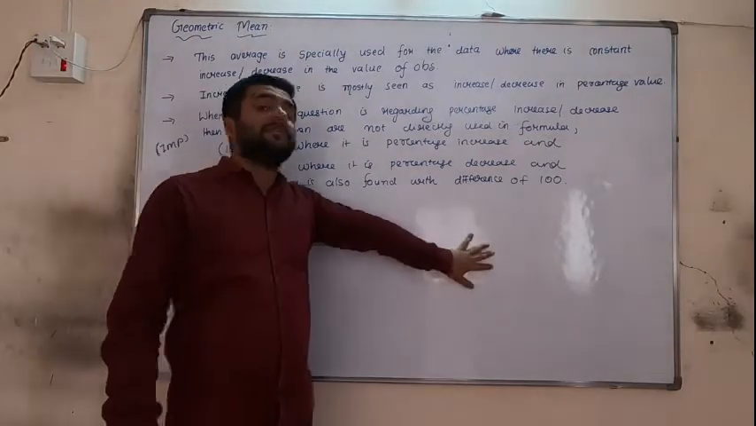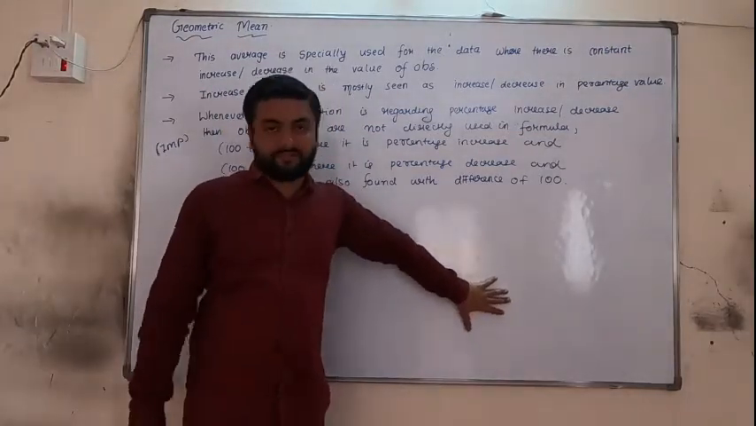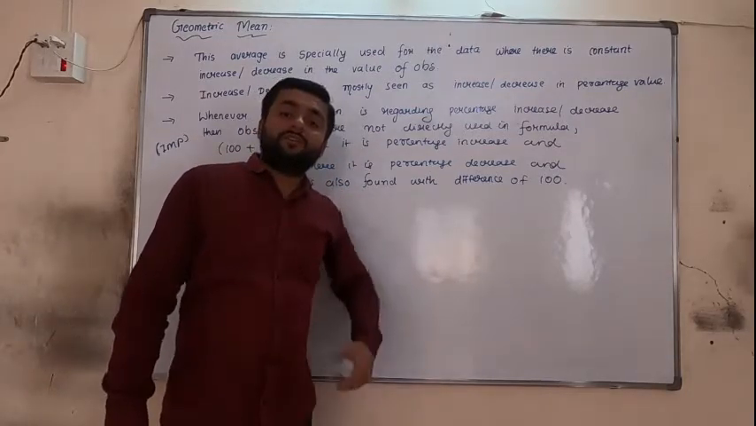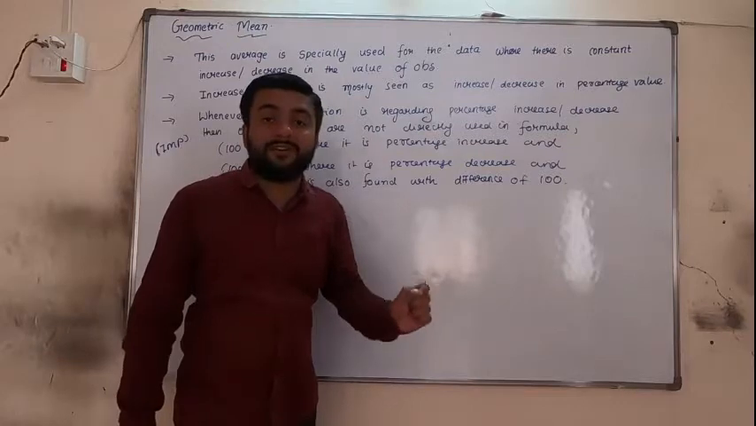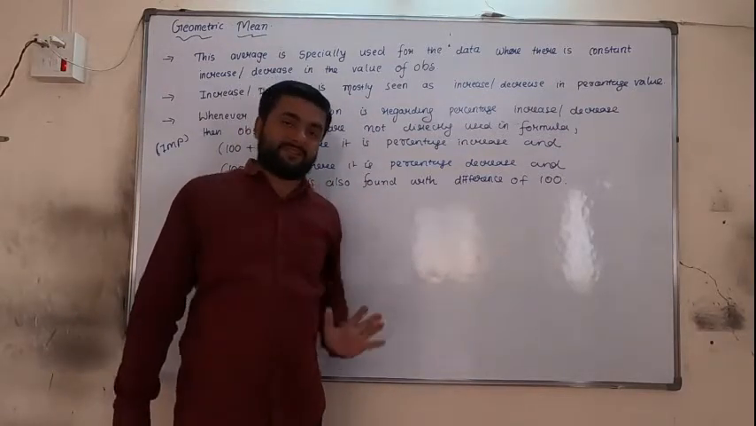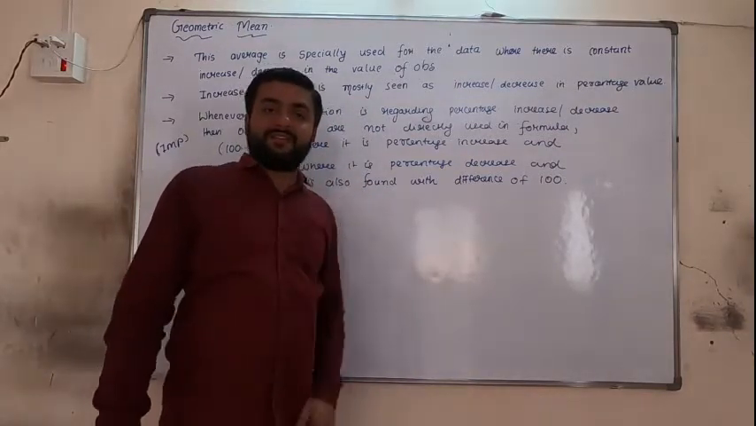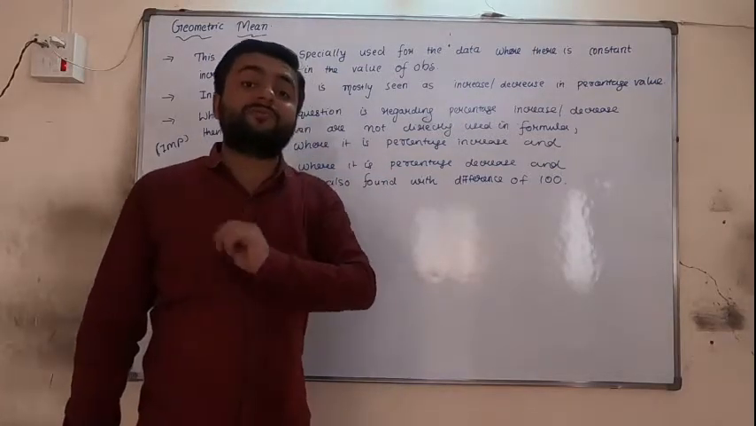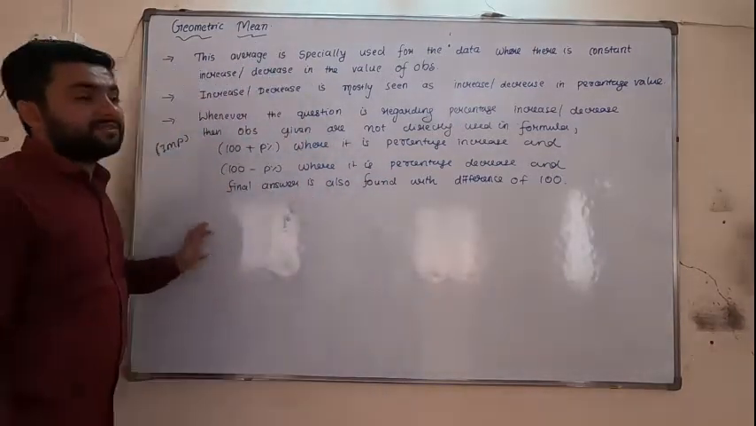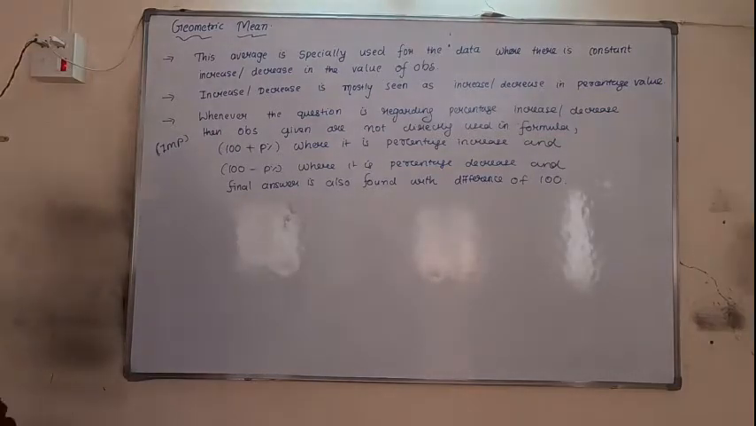And the final answer is also taken as the difference from 100. Suppose the mean is 110, the answer is not 110, the answer is 110 minus 100, that is 10. If the mean is 93, then the answer is not 93, it is 100 minus 93, which equals 7. In such a way these questions need to be attended.